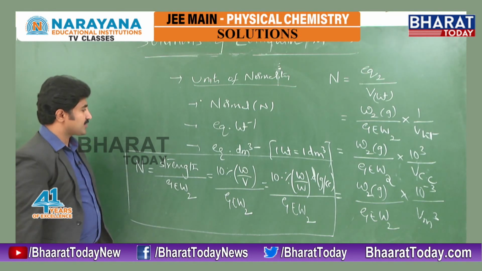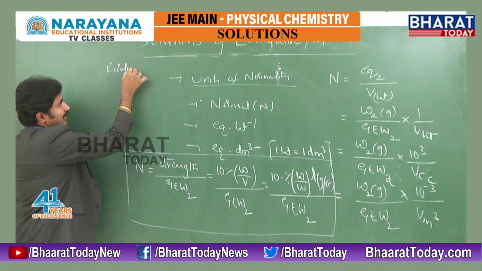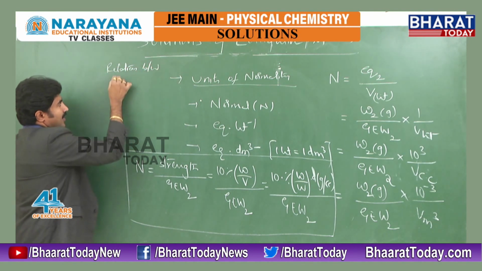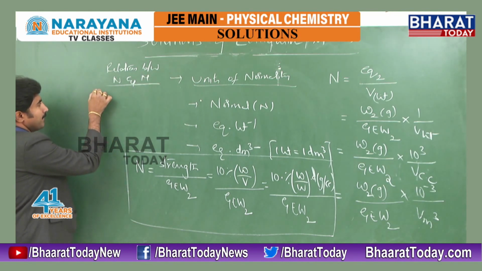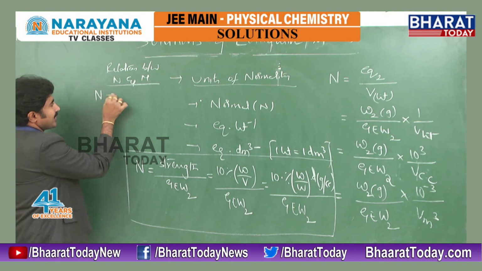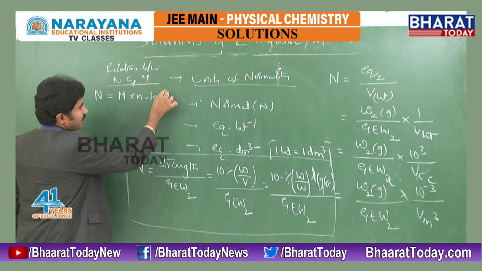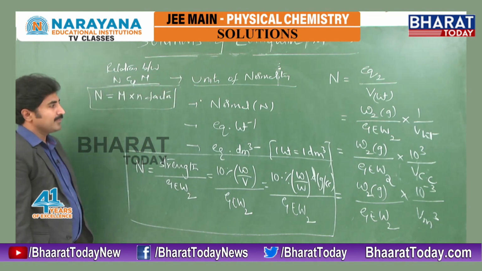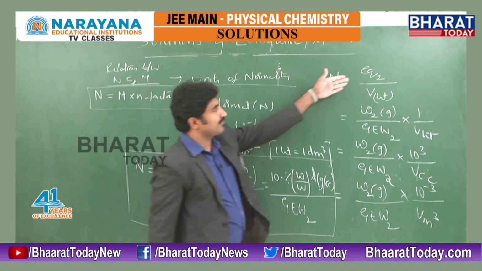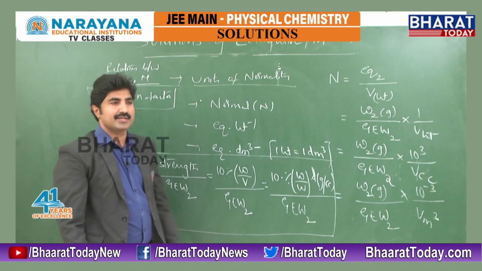But what is the relation between normality and molarity? So we know normality definition, molarity definition. Based on those two, we can write normality is equal to molarity into n factor, because we know normality is equivalents by volume in liter. Molarity is moles by volume in liter.